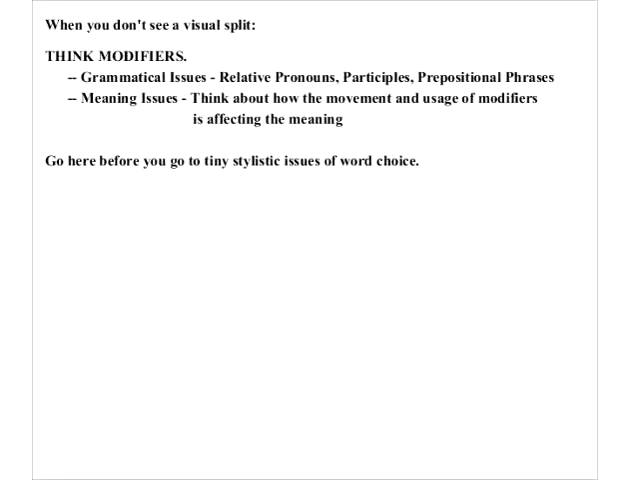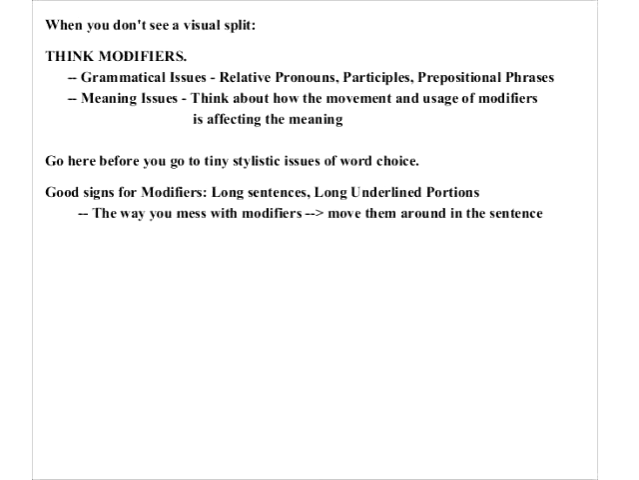Also, don't forget, good signs for modifiers are long sentences or long underlined portions. And the reason why is the way you mess with modifiers, you move them around in the sentence, right? So that's what we saw when we looked at sort of the first store or first I went to the store. But of course, GMAT can't move modifiers around unless they underline the whole sentence. And of course, that will also cause all the answer choices to look very different.